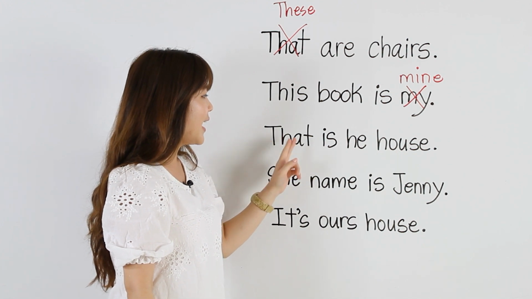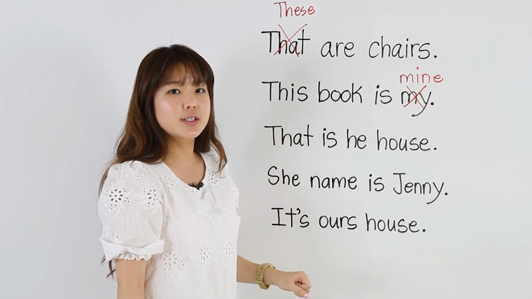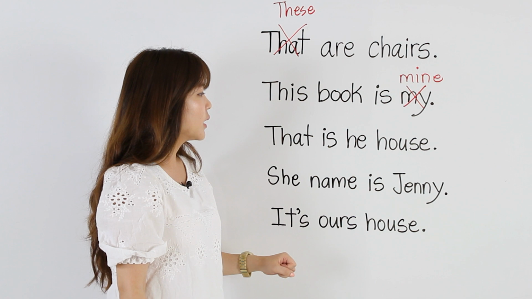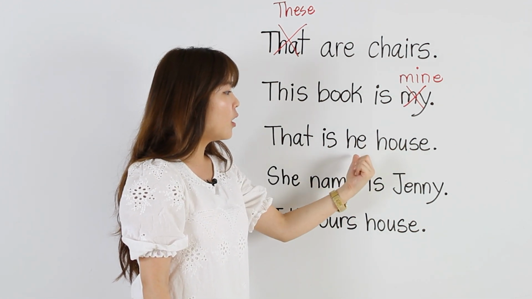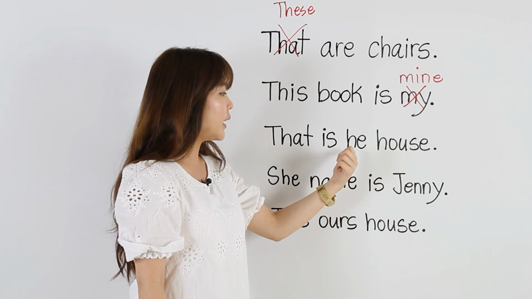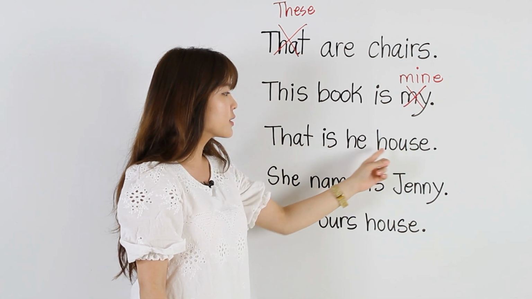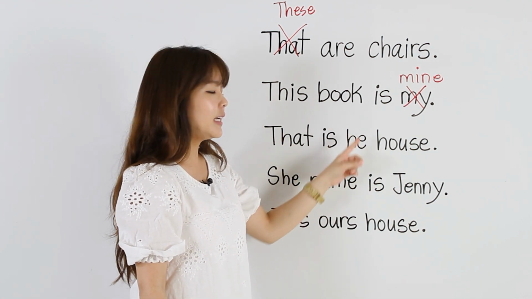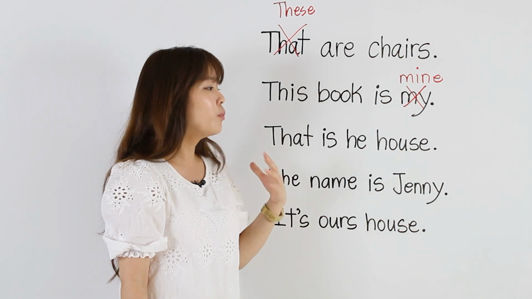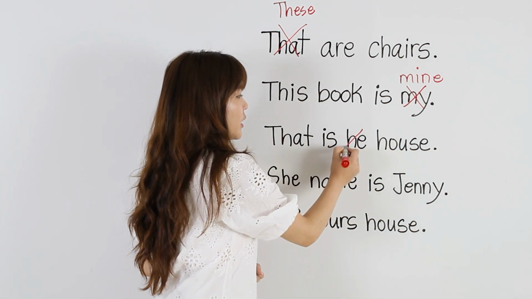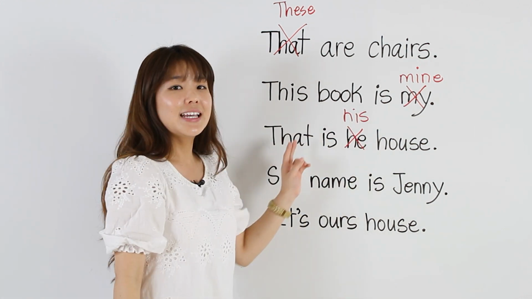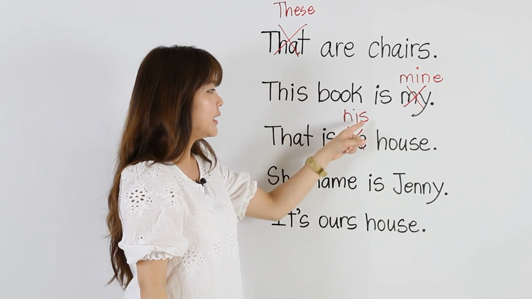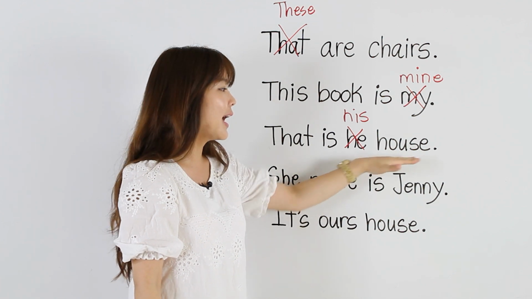Okay, that is he house. We want to show that this house belongs to this man or boy. That is he house. But this word he does not show possession. Okay, so we say this is his house. His, and then the noun house.